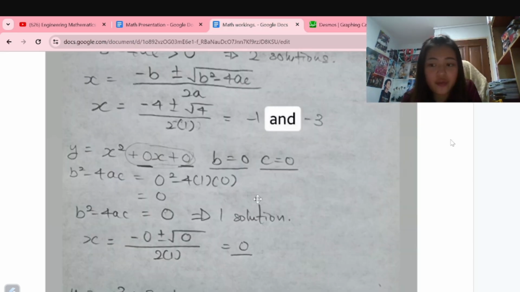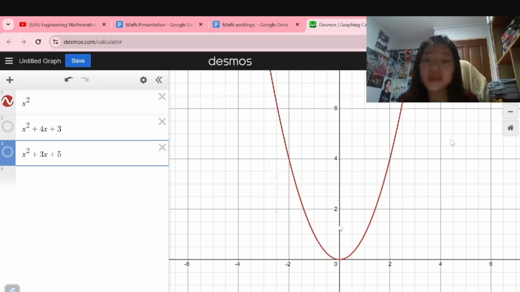Second scenario is you will have 1 real solution if your discriminant equals 0. For example, x squared. The discriminant is 0 because the b and c are both 0. They are invisible, as writing 0x plus 0 is unnecessary. Once the quadratic formula is applied, there is only one singular real answer, x equals 0. That is the case because the graph only touches the x-axis one time at x equals 0.